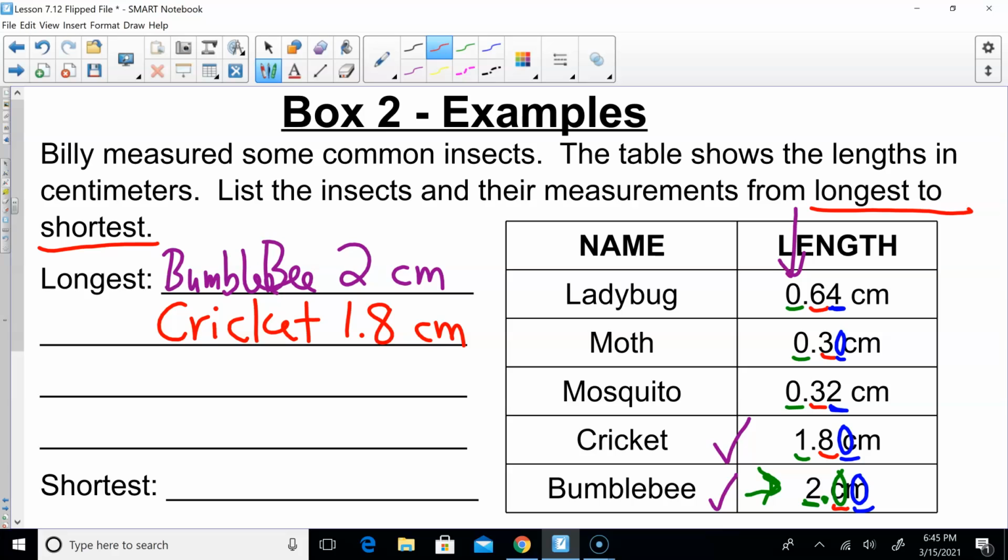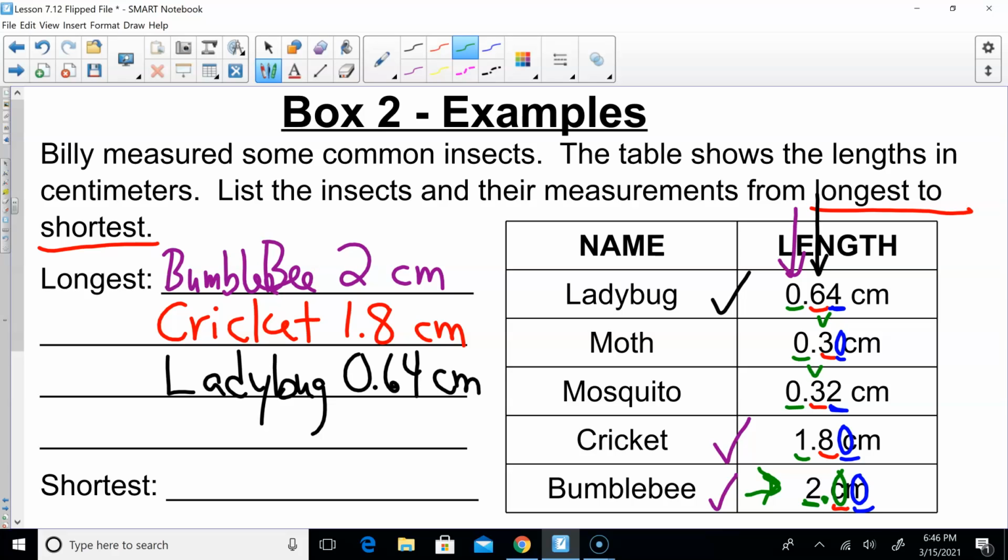Now I have all these that are 0, 0, 0, which means I'm done with the ones place value. Now I have to go over to the tenths place value. I have a 6, a 3, and a 3, so the 6 is bigger than 3. So the ladybug would be the next one, coming in at a measurement of 0.64 centimeters.